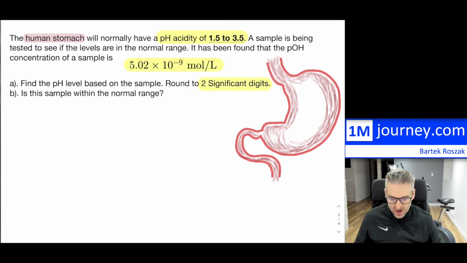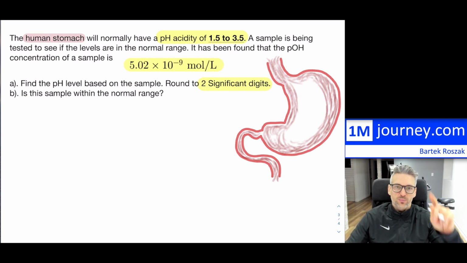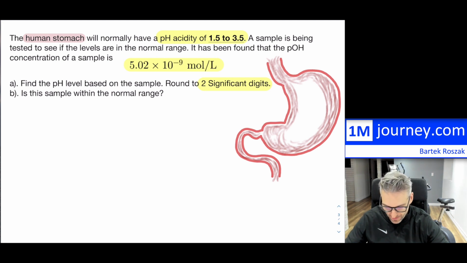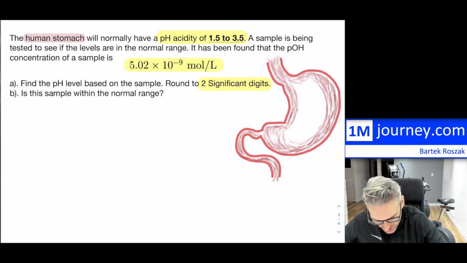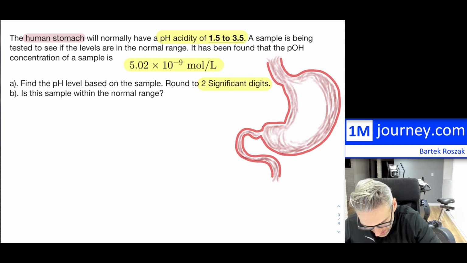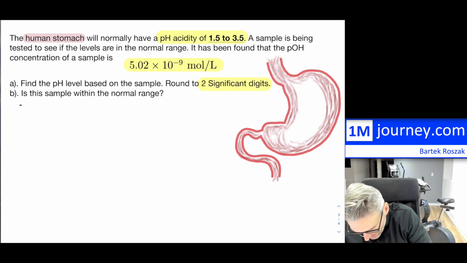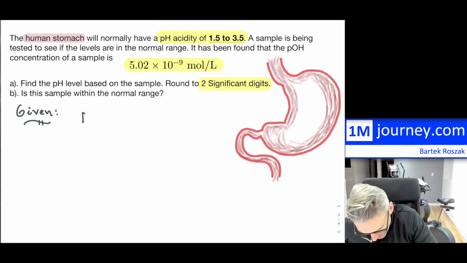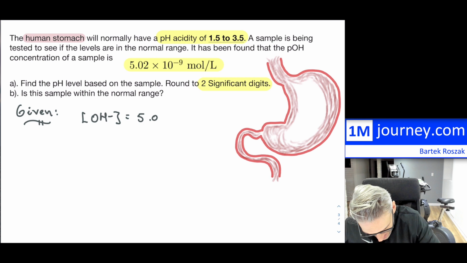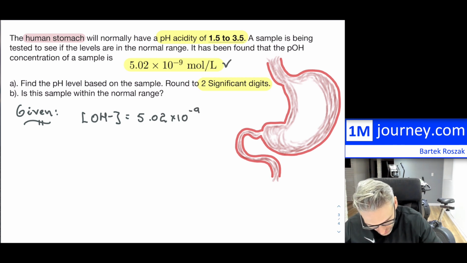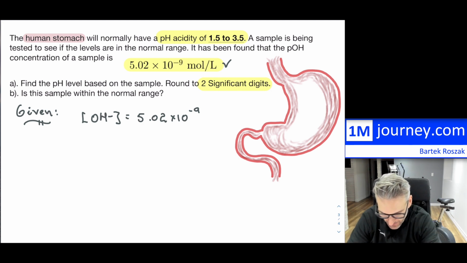In case you have forgotten about significant digits and rounding, I'll put up a link above for you in case you want to refresh yourself. Now, on the pH calculation, this is what we would have to do to set up this problem. What we have given is the concentration of OH negative, and notice it's in moles per liter, so that's all great.